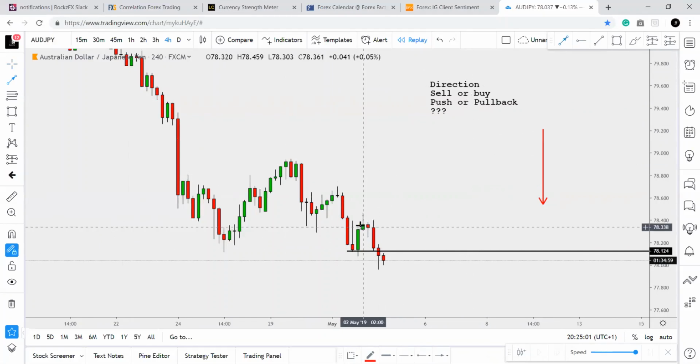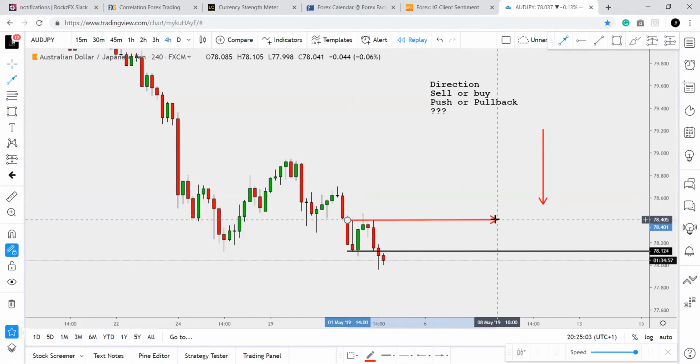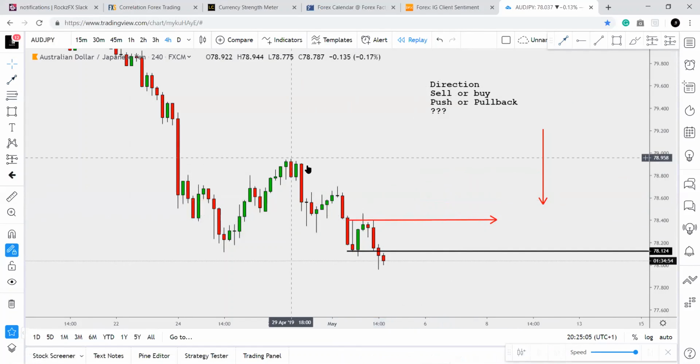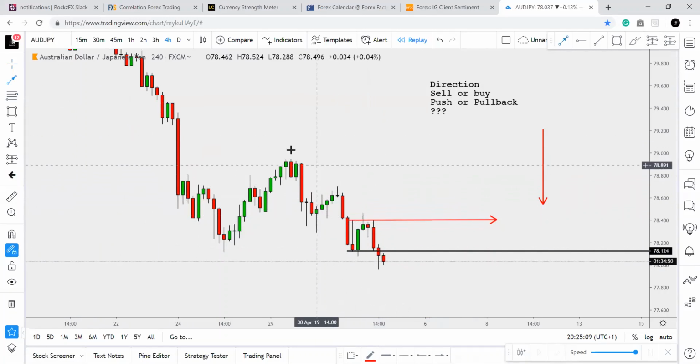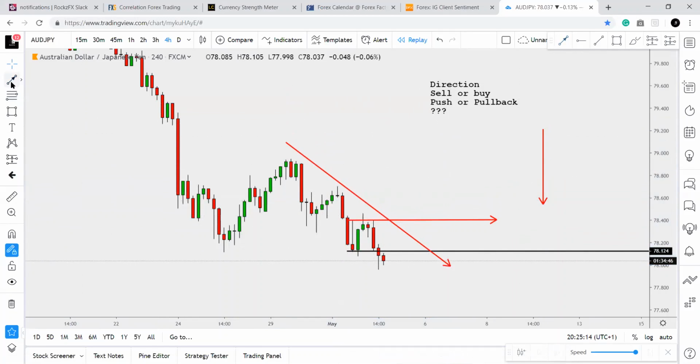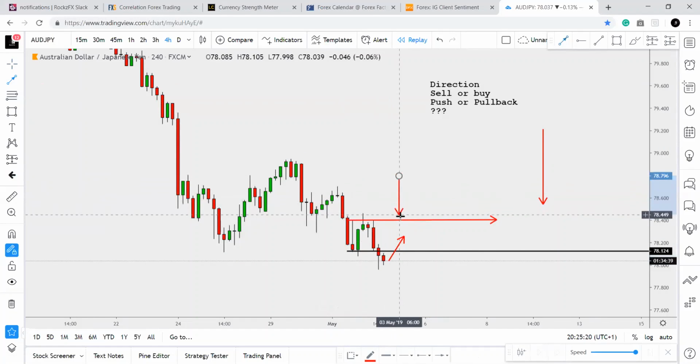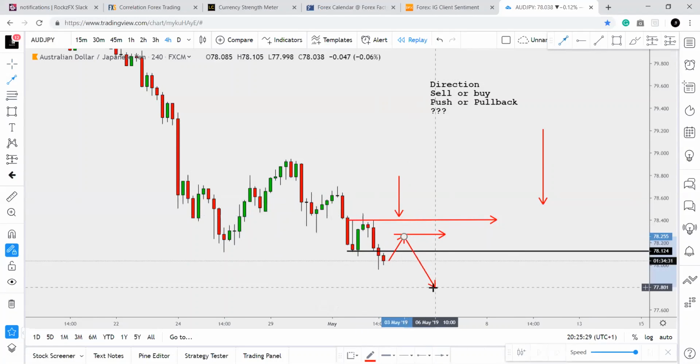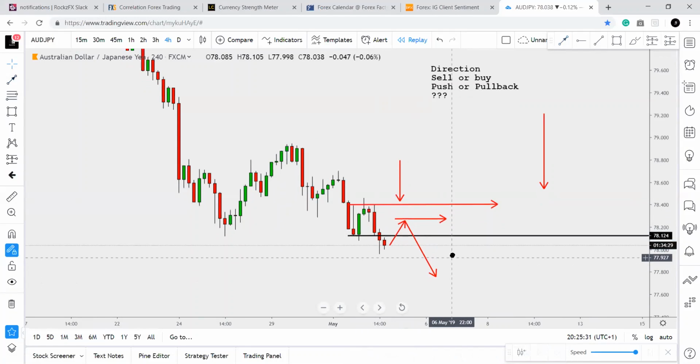Very good. So this is our previous structure high. Market structure is high, lower high, lower high, lower low. We're definitely looking for sells in this market because the market structure is down. And what we're looking for in this structure is a potential pullback for price to close below this level to form a new structure lower high before a continuation to the downside, making a new lower low.